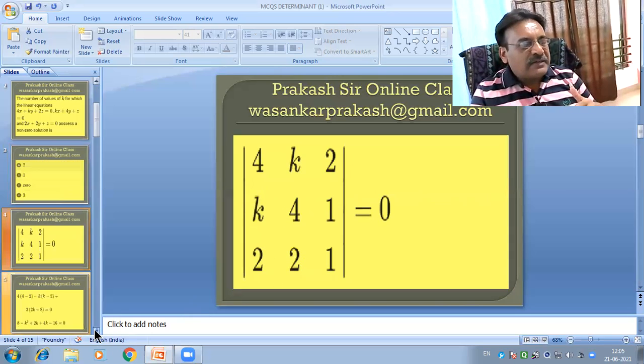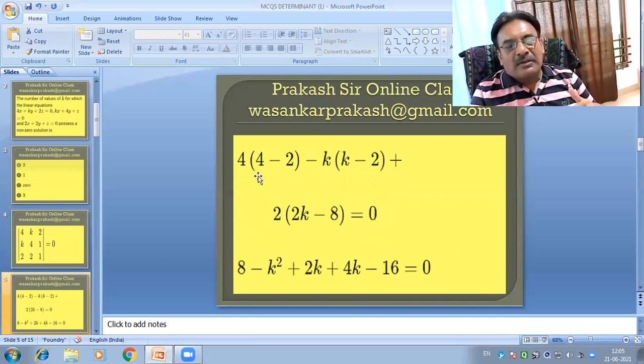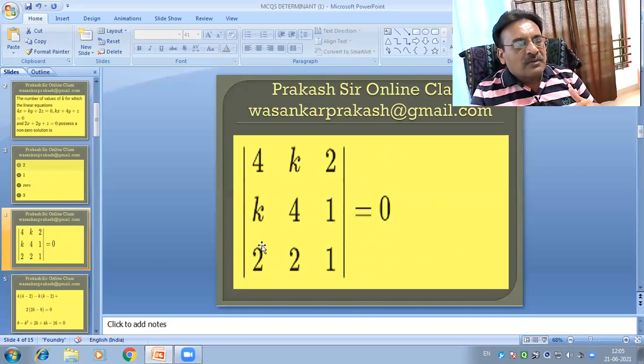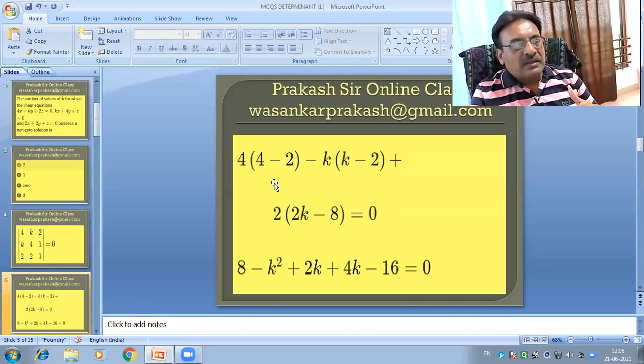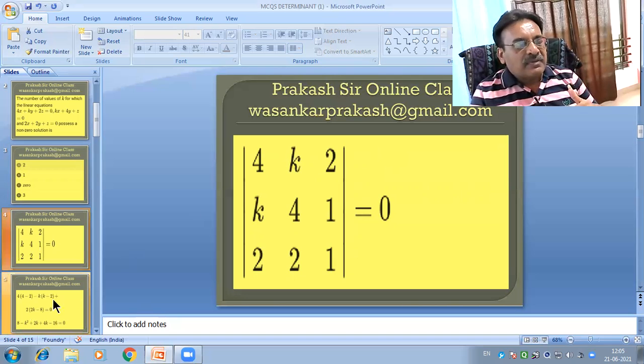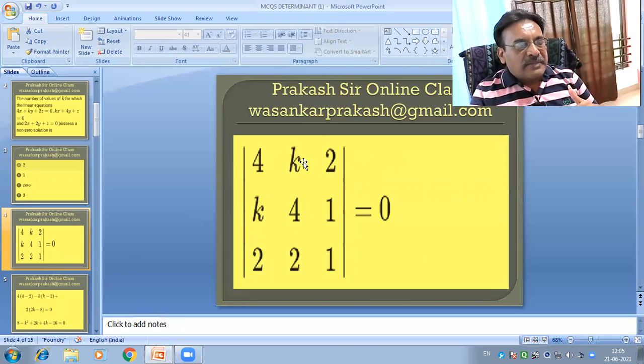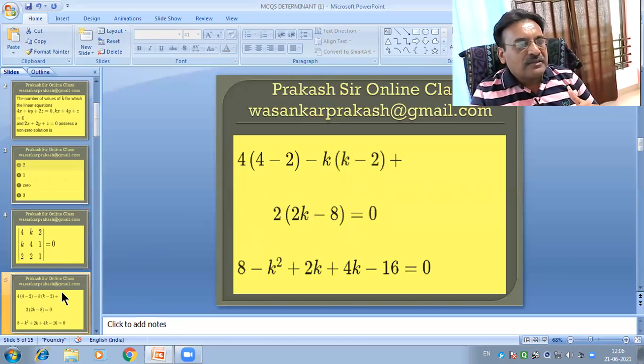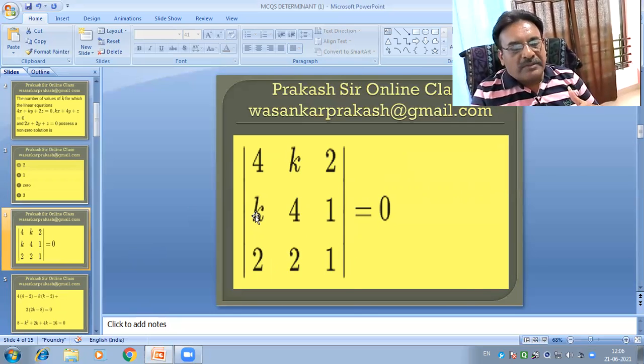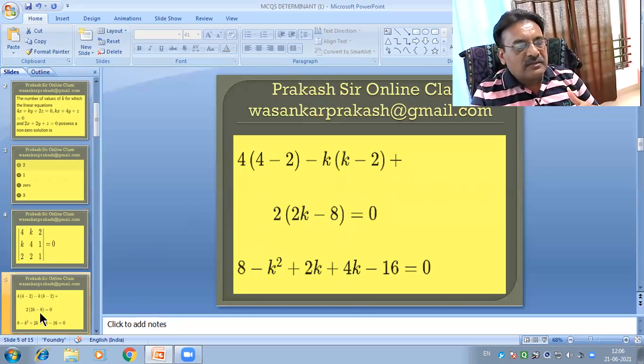After evaluating this, we get 4 in bracket: 4 into 1 is 4, 2 into 2 is 4, minus 2, that is 4 minus 2. Next we write minus k, then in brackets k into 1 is k, 2 into 1 is 2, so k minus 2. Plus 2 times (2k minus 8). So we write 2k minus 8, which is equal to 0.